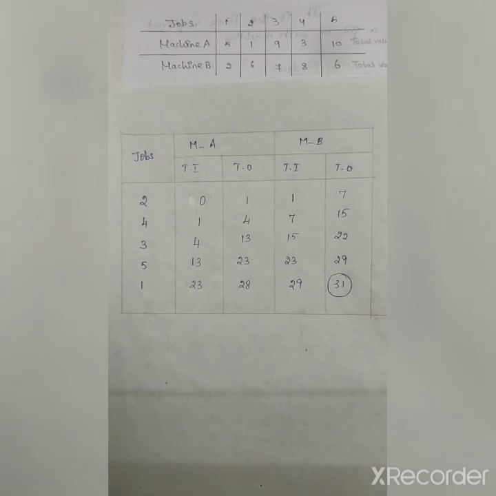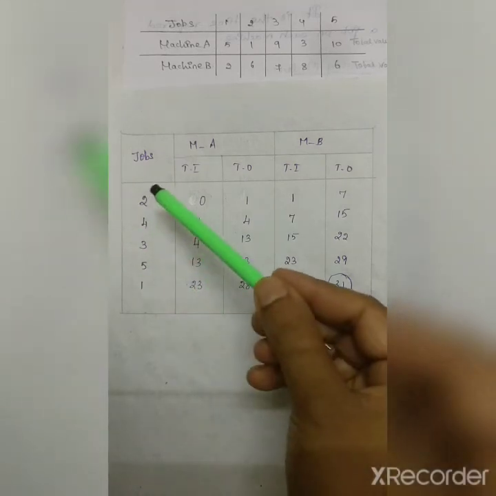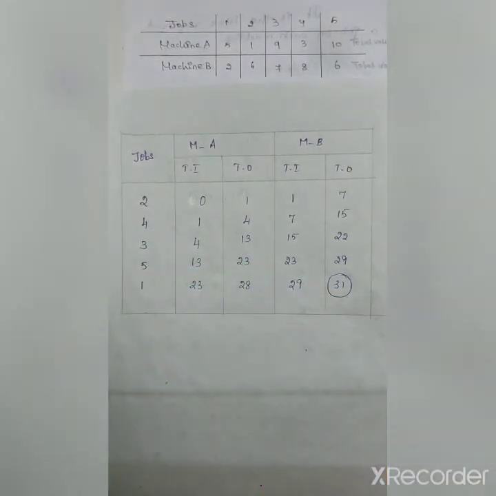In this problem we have 3 questions. The first question is the sequencing table, which is already finished: that is 2, 4, 3, 5, 1. The next is total elapsed time, which is 31. Next you have to find the idle time for machine A as well as machine B.